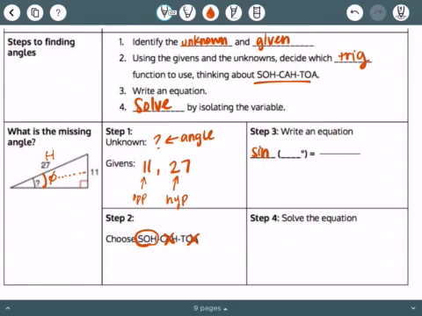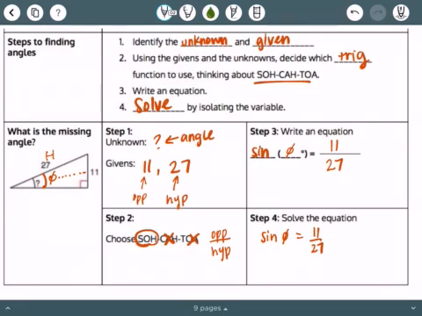So I have sine here. I don't know what that is. It's a question mark. Instead of using a question mark, we would normally use the theta. And so it's just a circle with a line through it. And then sine we know is opposite over hypotenuse. So I have my opposite, which is 11, over my hypotenuse, 27. So I'm going to go ahead and write my equation in box 4. Sine theta equals 11 over 27.